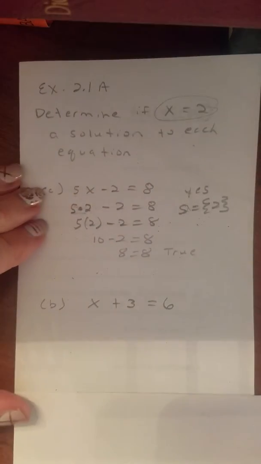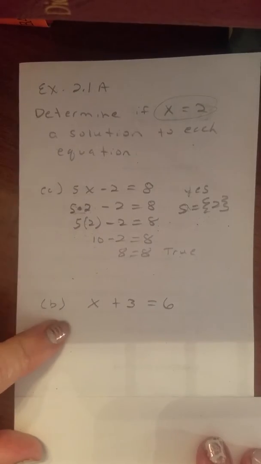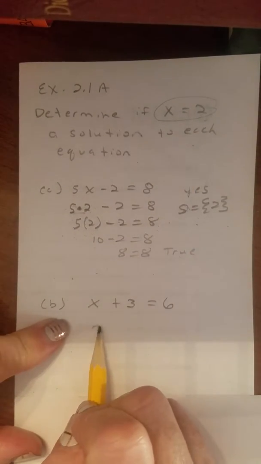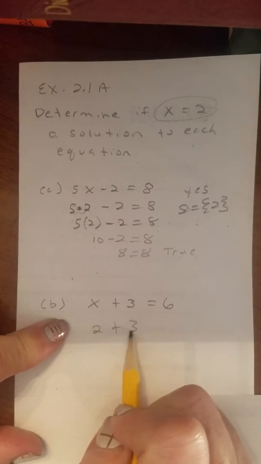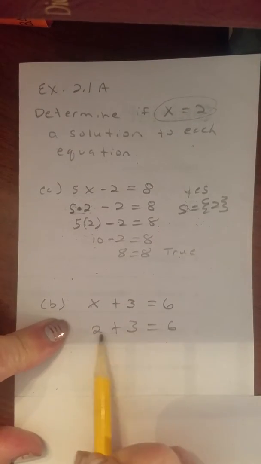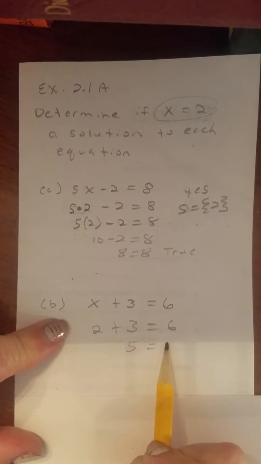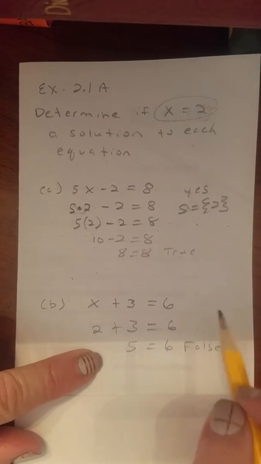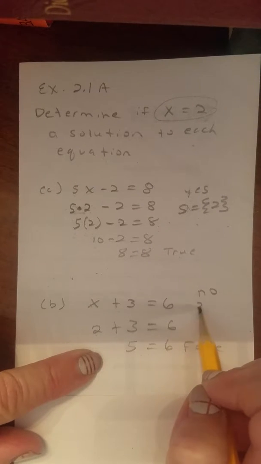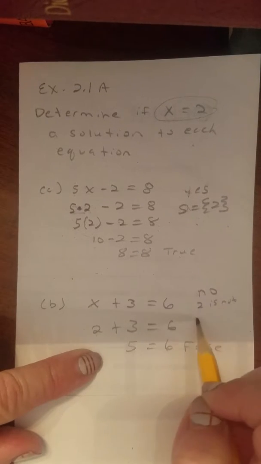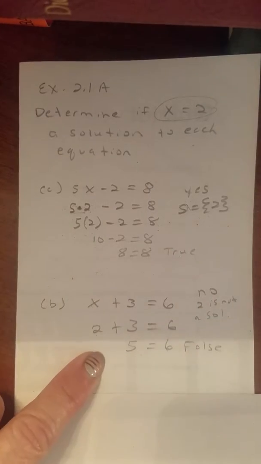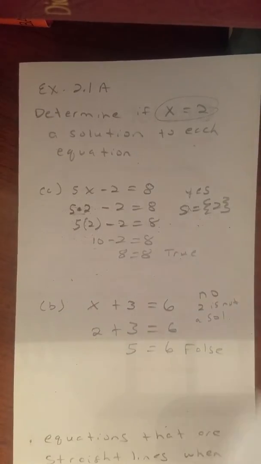Let's look at the next example. Here we have x plus 3 equals 6. Again, they want to know, is 2 the solution? So I'm going to plug in 2 for my x's. Simplify. 2 plus 3 is 5. 5 equals 6. Okay, this is a false statement. So I would say no, 2 is not a solution. Okay, so that's how you can determine that.